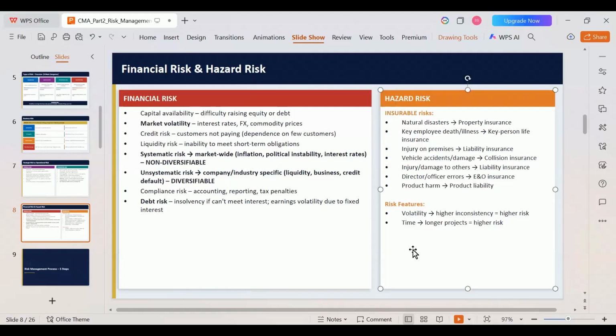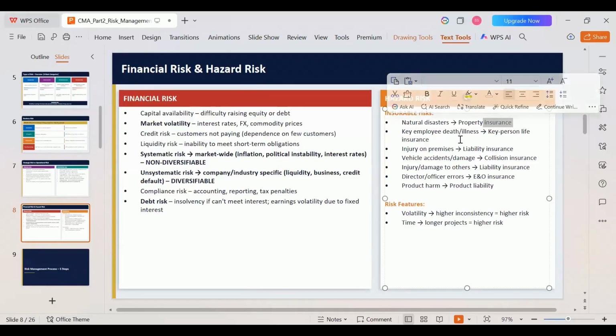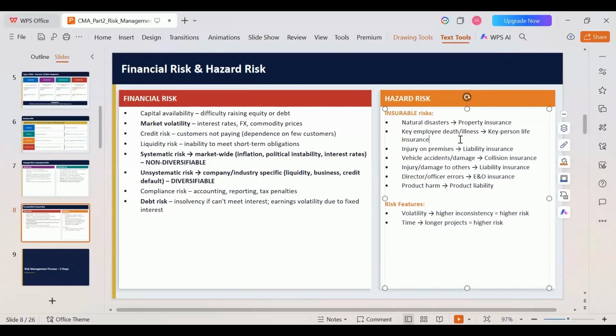So next up, we have hazard risks. These are insurable risks. If you have any trouble from natural disasters, you can have property insurance. And again, this depends on the terms and conditions of insurance. So these are the general examples that we can look into. Then comes key employee death or illness. So key person life insurance we can purchase. Then comes injury on premises. There is something called liability insurance, especially for business premises.